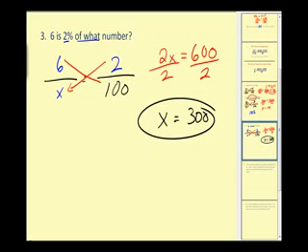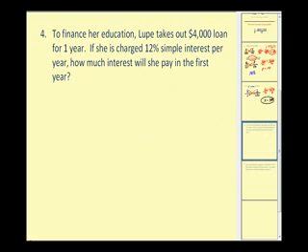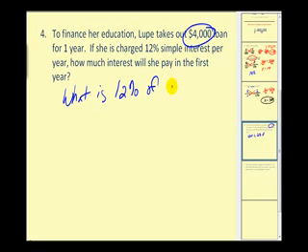Okay, let's take a look at a couple applications. Again, the key to solving an application is try to reword this into a simple percent question. To finance for education, Lupe takes out a $4,000 loan for 1 year. If she is charged 12% simple interest per year, how much interest will she pay in the first year? Well, if she's charged 12% interest, the question is, what is 12% of the loan amount, which is $4,000?